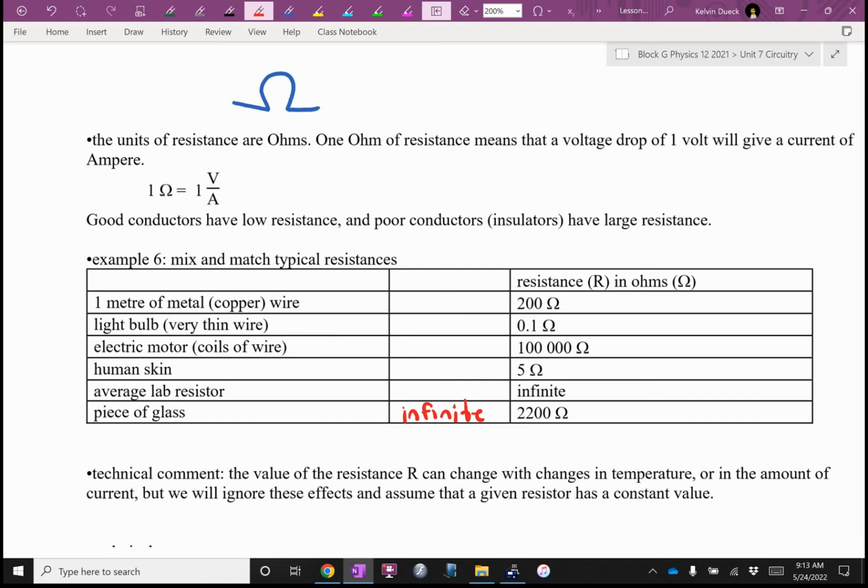Let's go in the other direction. Which of those remaining do you think would have the lowest resistance, would be the most conductive? Let's cross out ones as we use them. Copper wire ideally would have no resistance. Well, we'll say 0.1 ohms. Okay. Of the ones remaining, which do you think has the highest resistance? Human skin.